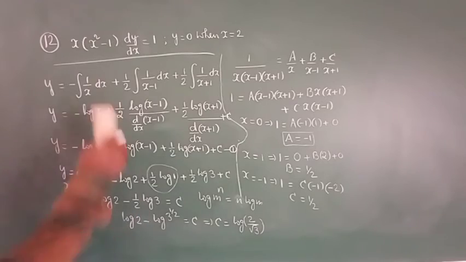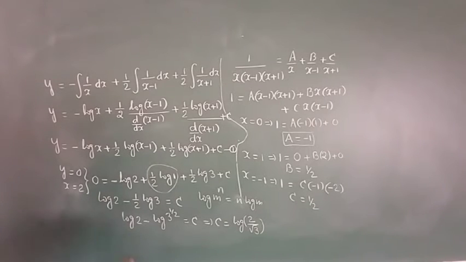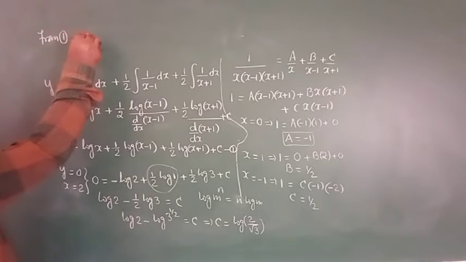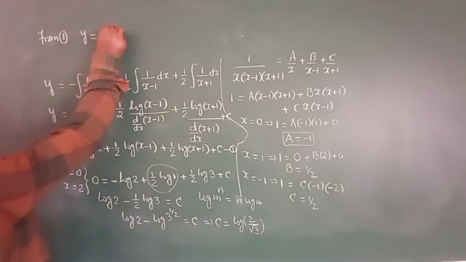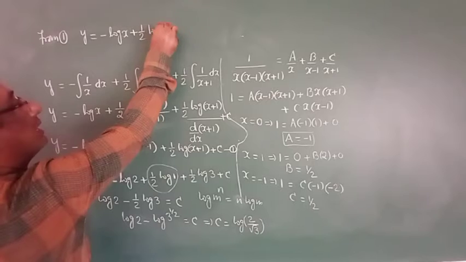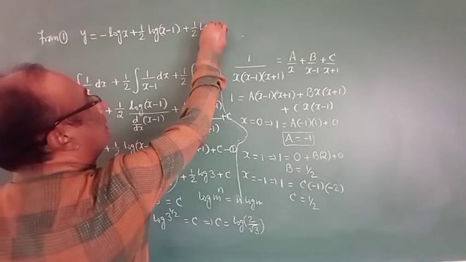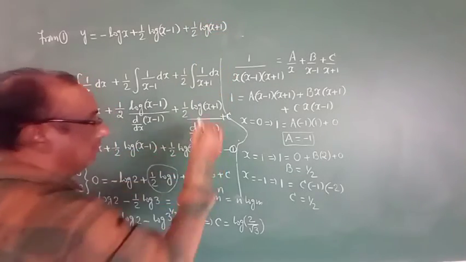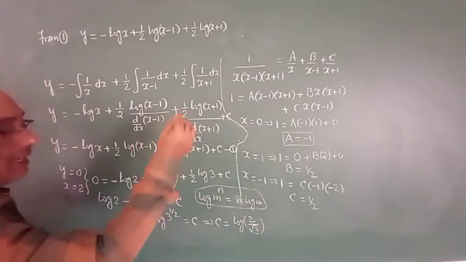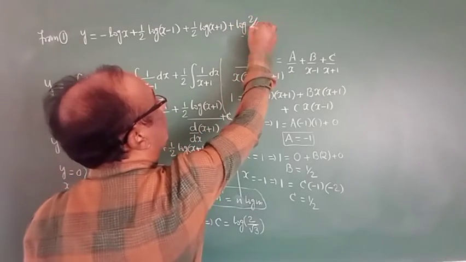Now in equation 1, everyone write down in equation 1. What is equation 1? In place of c, write down the c value. y is equal to minus log x plus 1 by 2 into log of x minus 1 plus 1 by 2 into log of x plus 1. And what is the value of c? Everyone see, the c value is plus log of 2 by root 3.